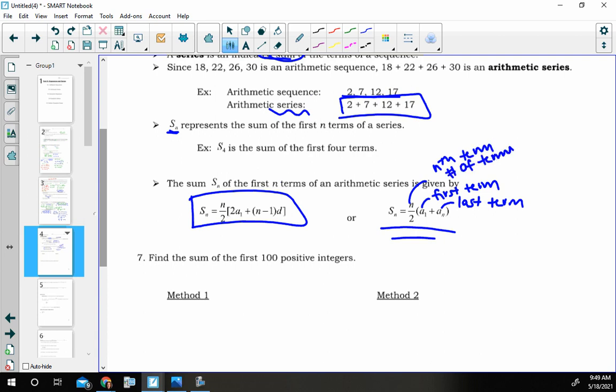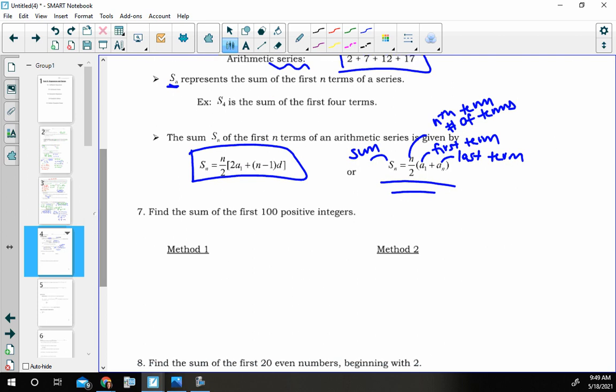Because if you think about it, if it's the 7th term and you're going from 1 to 7, then there would be 7 terms. And this S of n is going to stand for my total sum of my series. Okay, so it says find the sum of the first 100 positive integers. First off, positive means I can't include 0. So I'm basically going from 1 to 100.